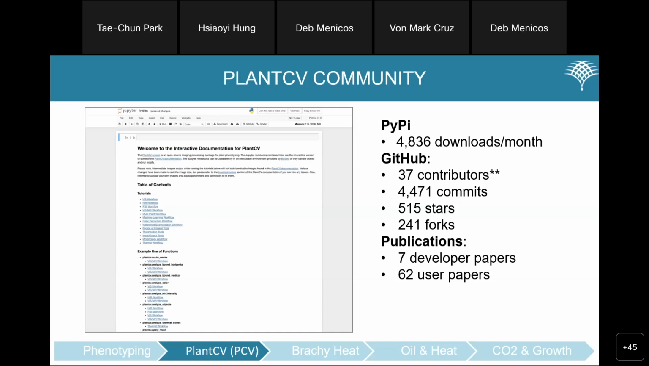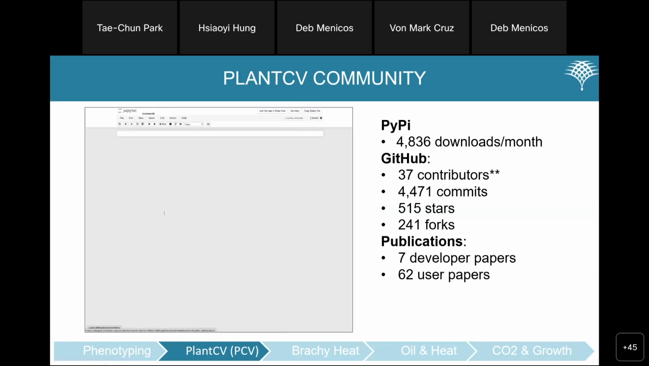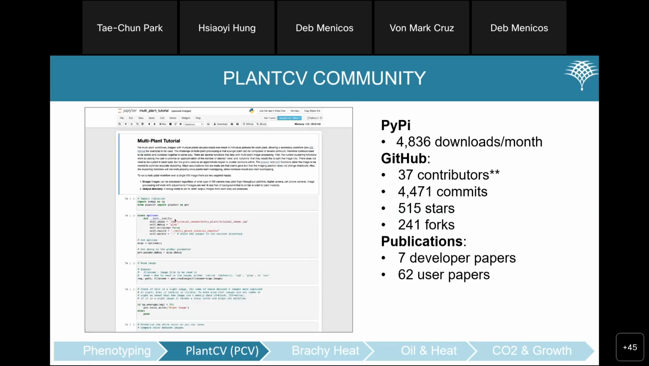And this video is not playing right now. Maybe I could play it. But we're integrated with Jupyter notebooks so that you can get real-time feedback if you're developing a workflow, to see what that image analysis actually looks like.